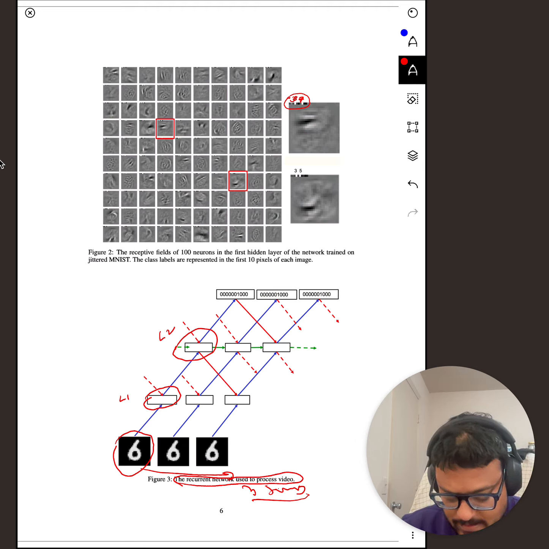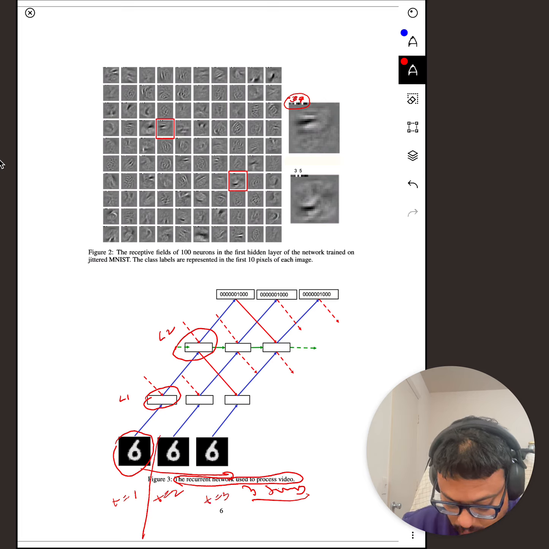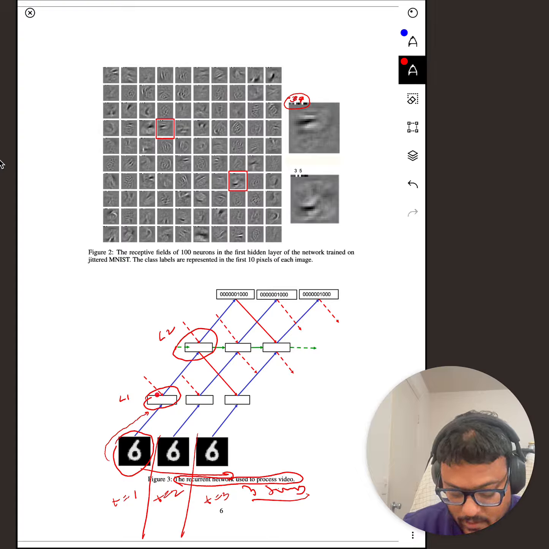So we have t equal to 1, t equal to 2, and t equal to 3. For t equal to 1, you pass your 6 here, and you will get some activity in this layer, then some activity in the next layer, and then some activity here.